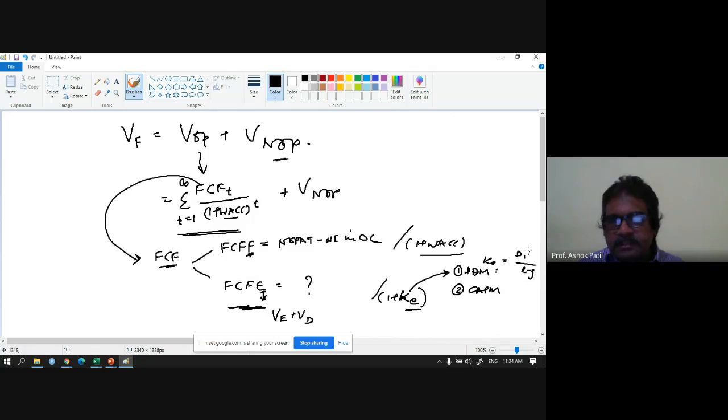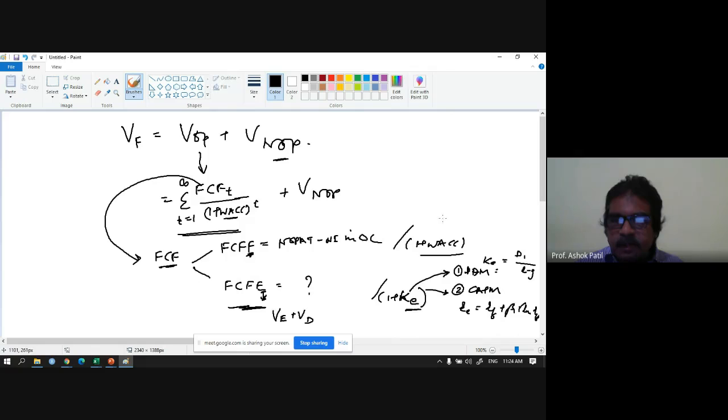The same thing which we do for the perpetuity case. Or in the CAPM case, it will be equal to RF plus beta into (RM minus RF). This we know, we have done earlier. So we have at least two methods to calculate KE.